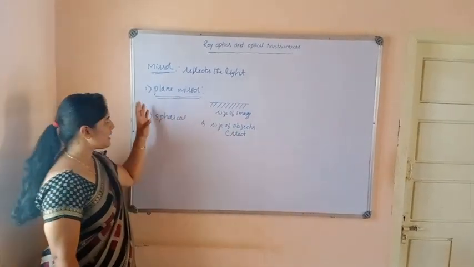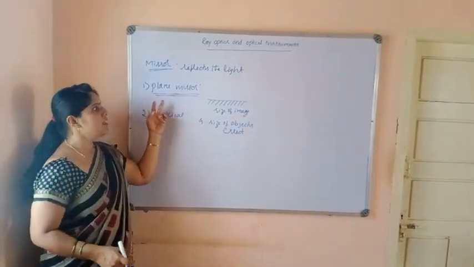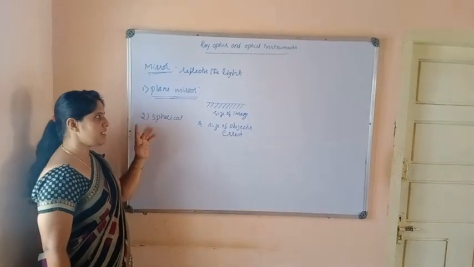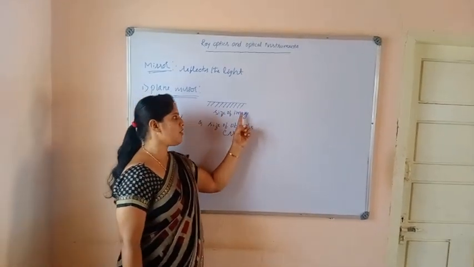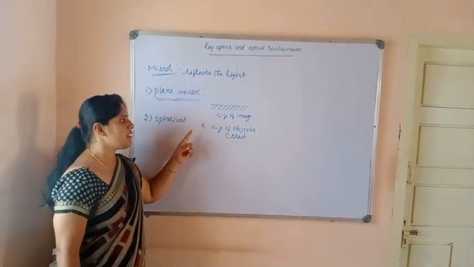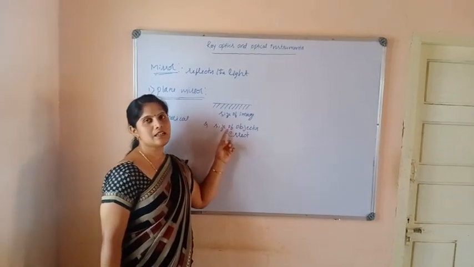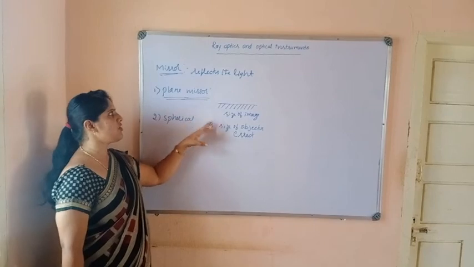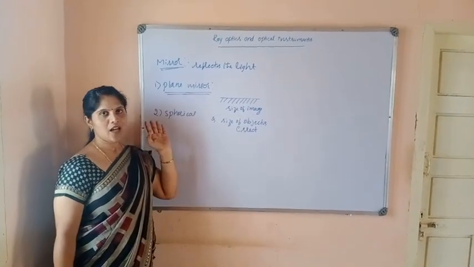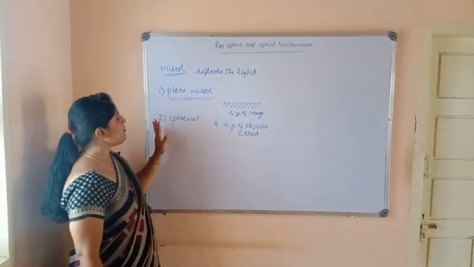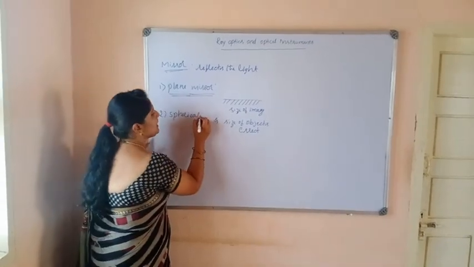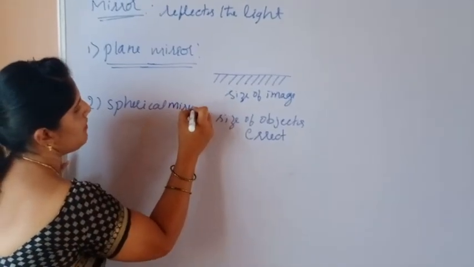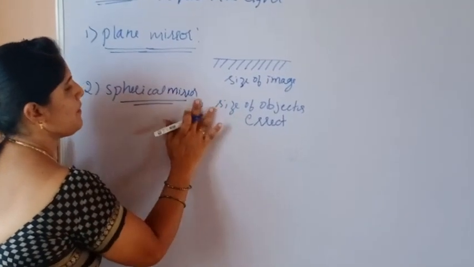Okay. What are the conditions for a plane mirror? There are conditions: the size of the image and the size of the object are the same. Object distance and image distance are the same. The image is erect and you will observe a laterally shifted image. Okay. But the important concept is the spherical mirror.